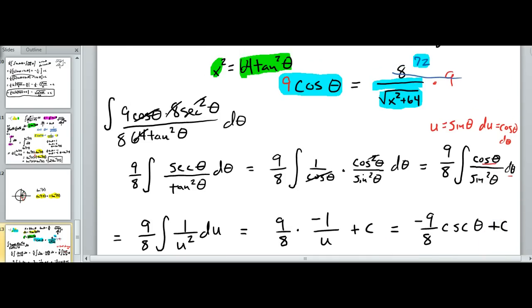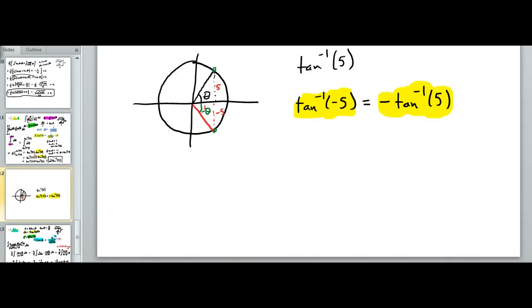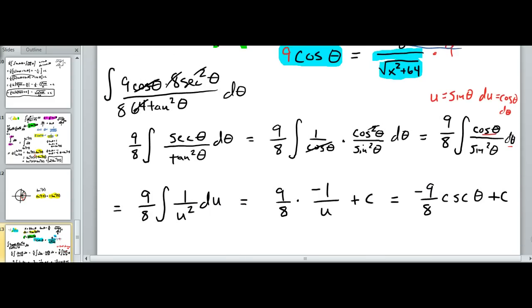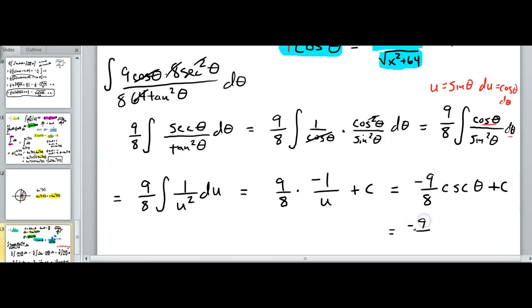Alright, and then going back up here, cosecant is hypotenuse divided by opposite. So square root of x squared plus 64 over x. So that's negative 9/8 the square root of x squared plus 64 over x plus c. And then technically we can join these together. Alright, so negative 9 over 8x, the square root of x squared plus 64. Okay, so there's your 3 examples of the tangent.